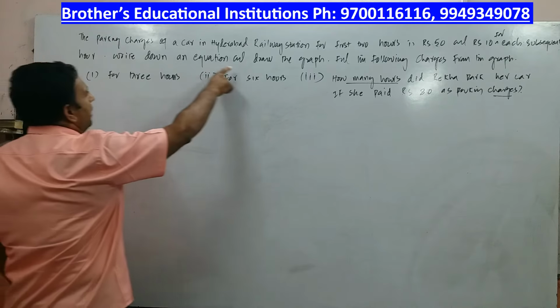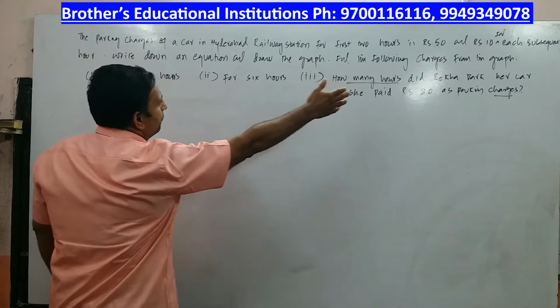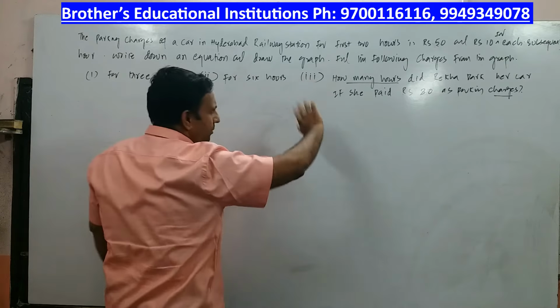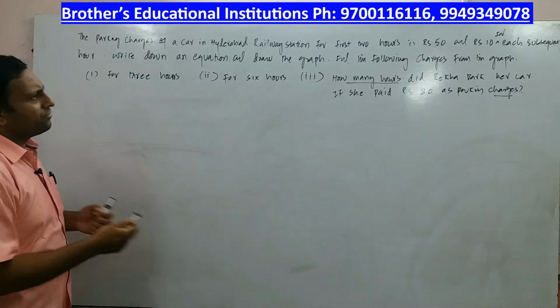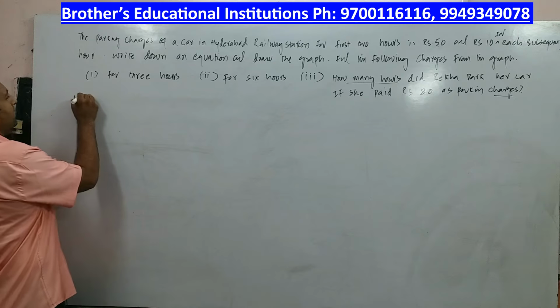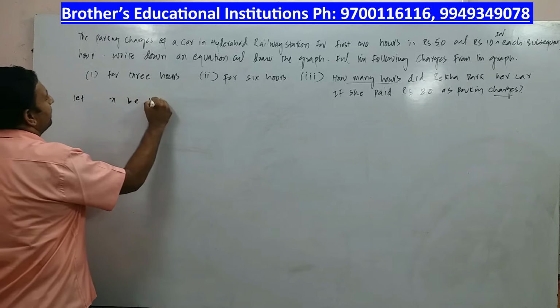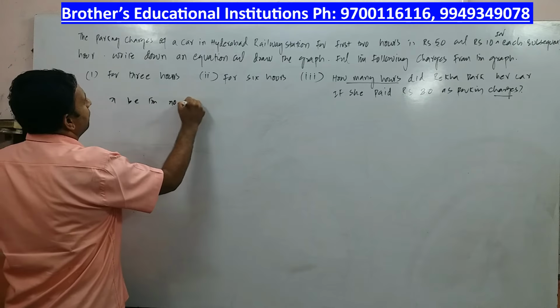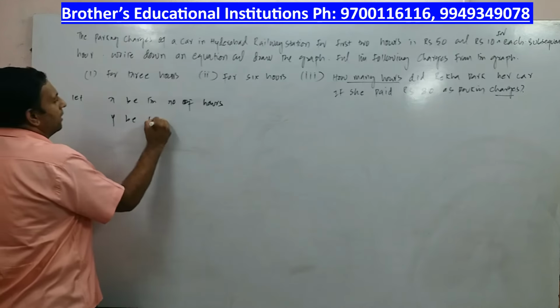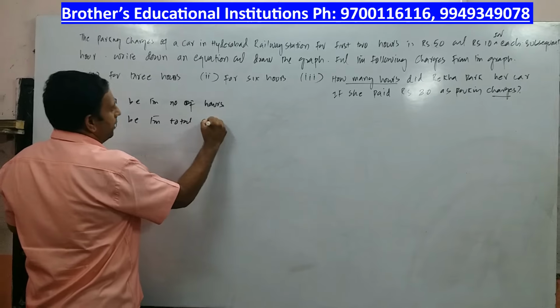Write down the equation and draw the graph and find the following charges from the graph. First bit, second bit and third bit. We will handle those things. Let us first try to construct a linear equation between these two. I will say let x be the number of hours, y be the total charge.